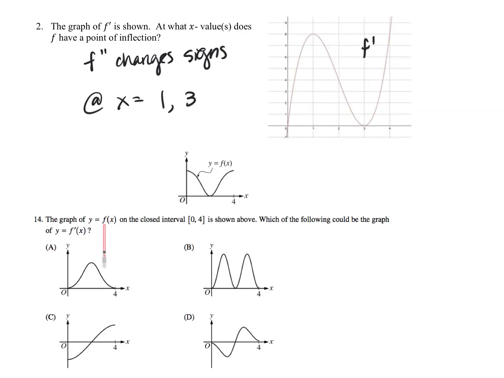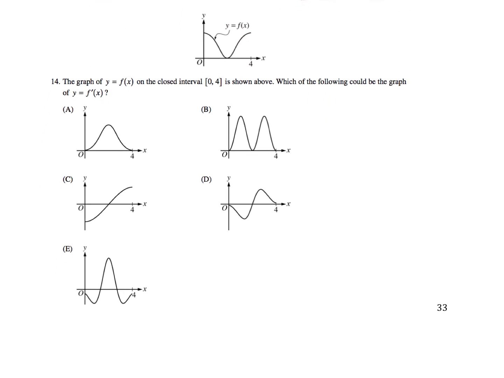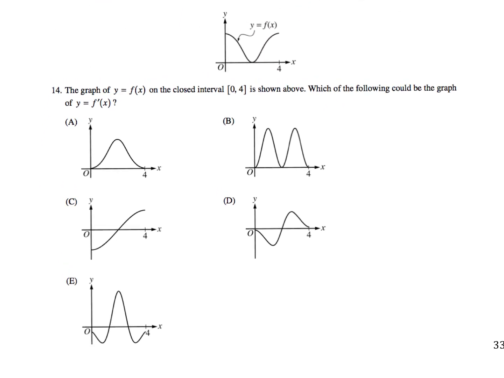All right, the graph of f, this is just good old f, is shown above, which could be the graph of f prime. What would you say f prime is pretty close to up here? Pretty close to 0, and then it's negative. Which one of these f prime graphs start around 0 and then go negative? D and E. I feel like D and E are both options. This one doesn't really start at 0. That's why I'm not really liking C. A starts at 0, but then it goes positive. B starts at 0, and then it goes positive.